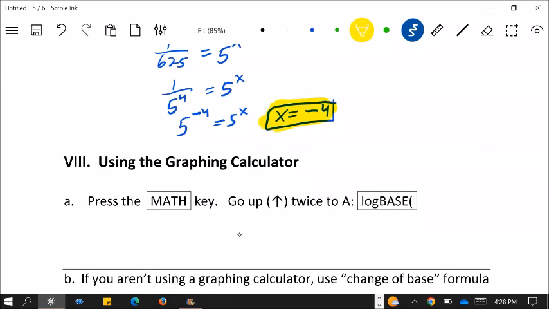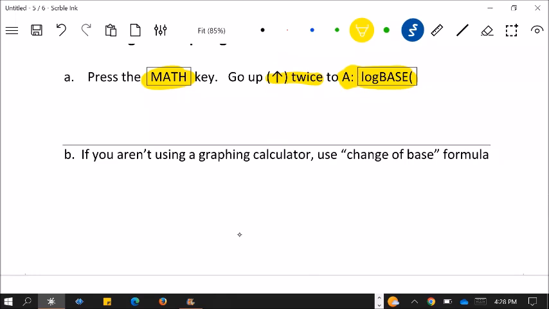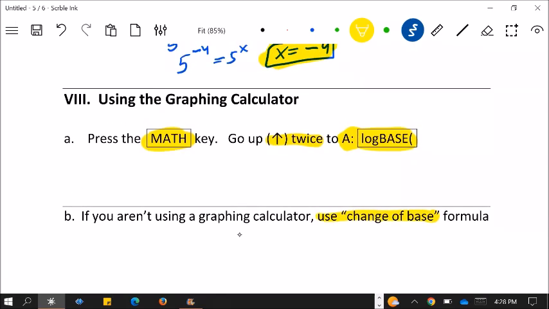To use the graphing calculator, use the math key and then go to log base, the arrow key twice, or you can just keep going down in the arrow key and you'll get it too. So you're looking for this A and log base. And if you're not using a graphing calculator, use the change of base formula. All right, so these are very important graphing calculator reminders, I guess you could say.